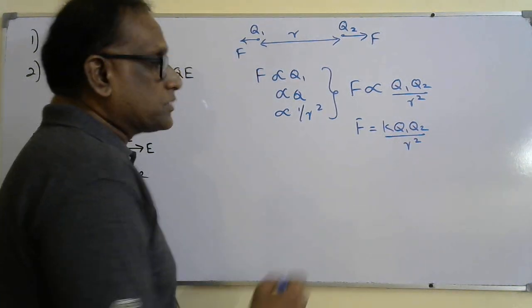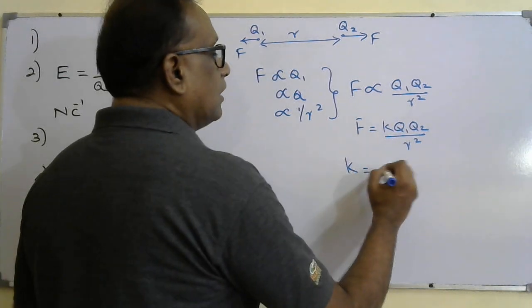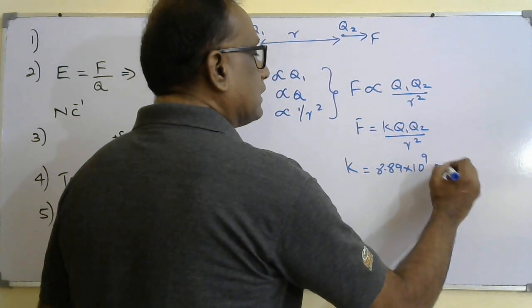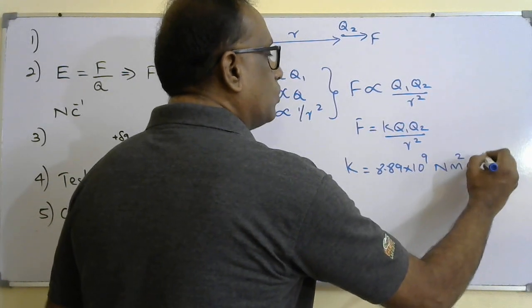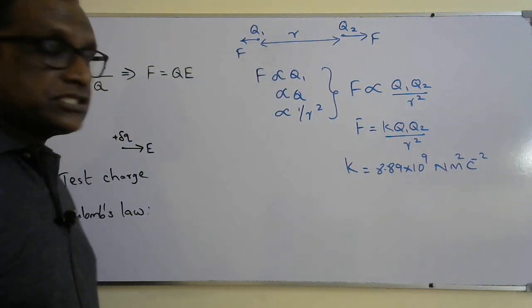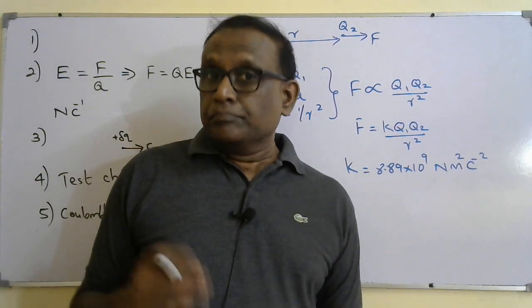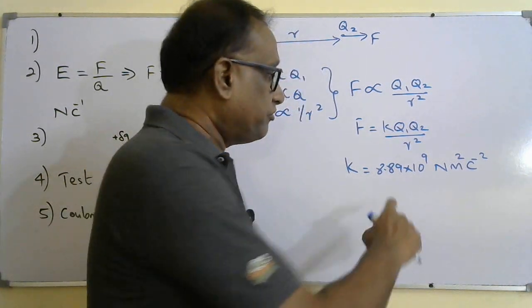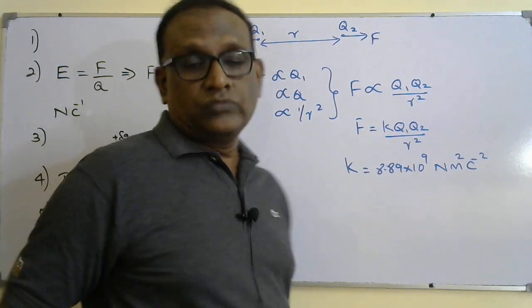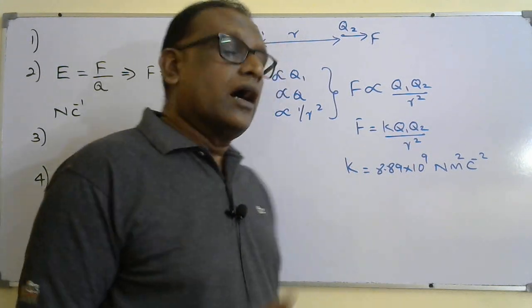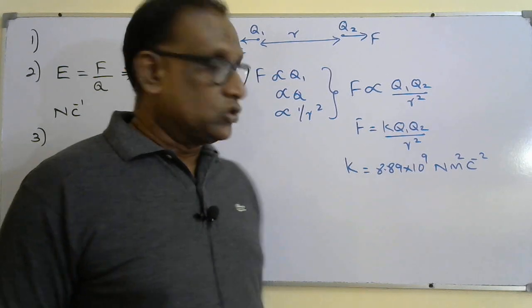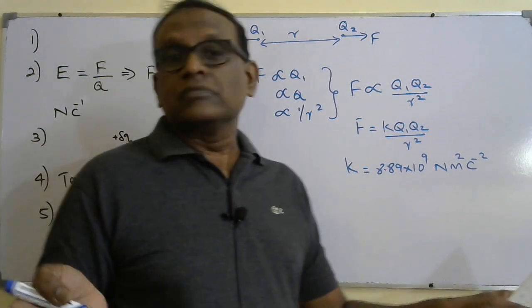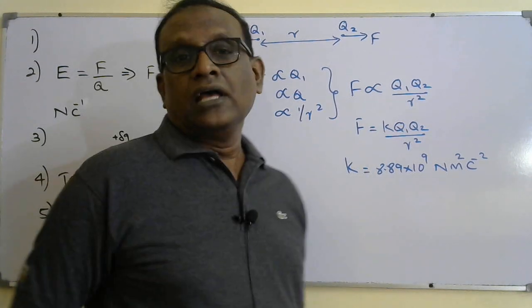K is called Coulomb's constant. K is equal to 8.99 × 10 to the power 9 Newton meter squared Coulomb to the power minus 2. That depends on the medium in which the two point charges are kept. This is the value for air or vacuum. We treat air also as vacuum because the density of air is much lower. So this is the value for air or vacuum, but for a different medium, the value of K will be different.